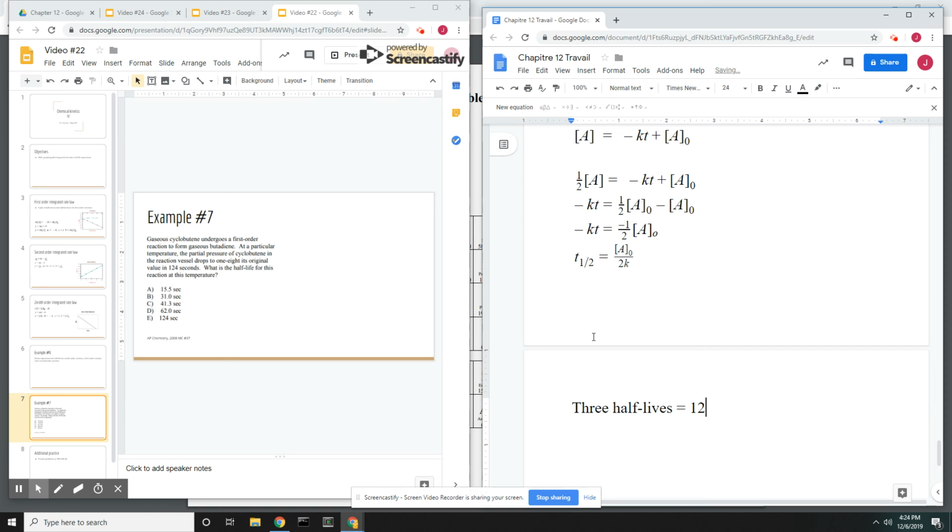That is equal to 124 seconds. And then the reaction says that it is first order. That means that half-life is constant. So I just take 124 divided by 3. I get 41.3 seconds. So my answer to this is C.